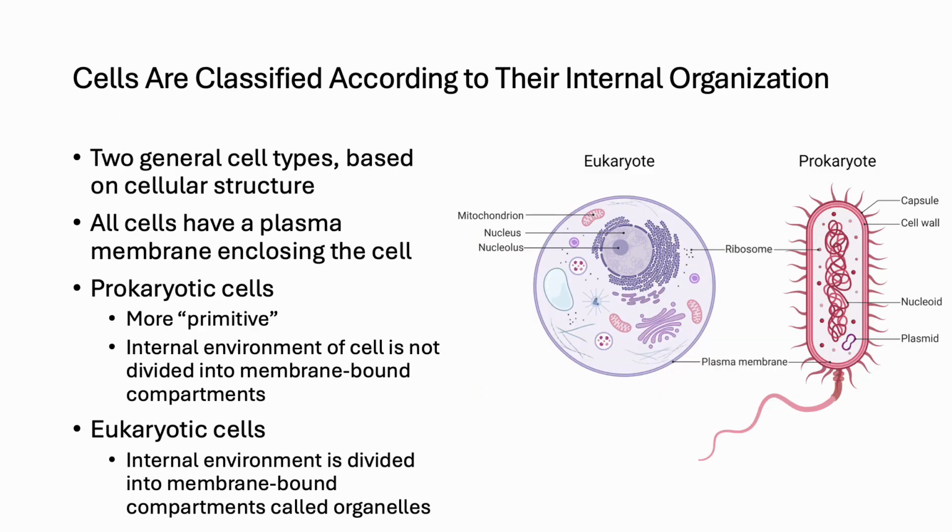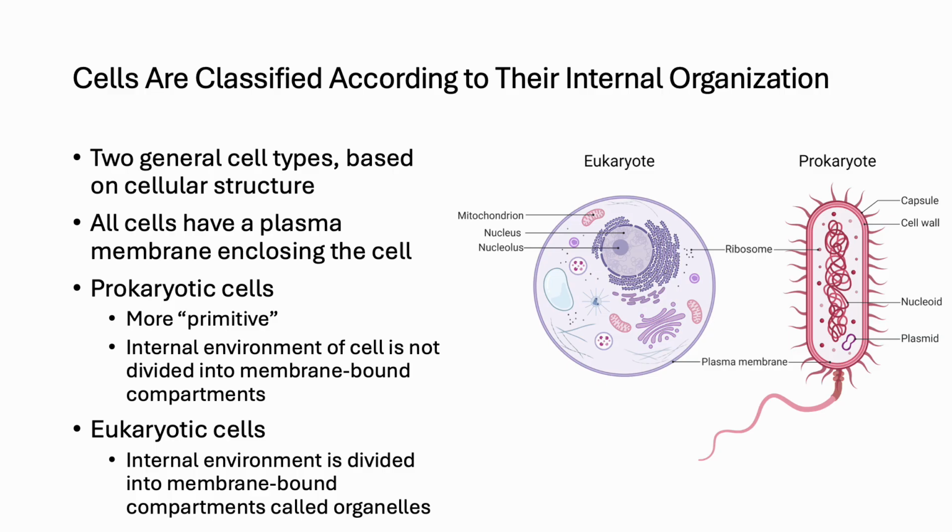Although all cells share a plasma membrane that encloses their internal environment, they are classified into two broad categories based on internal organization: prokaryotic and eukaryotic. Prokaryotic cells are more primitive, lacking the compartments or membrane-bound organelles that characterize eukaryotes. Their genetic material is found in the cytoplasm, and all of the cellular processes occur in one undivided space. By contrast, eukaryotic cells have a nucleus which houses DNA and a variety of organelles, each performing specialized tasks.